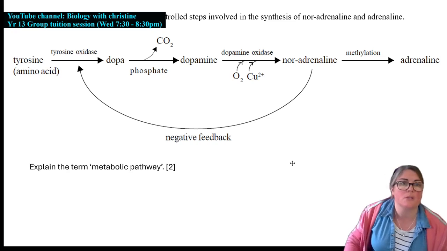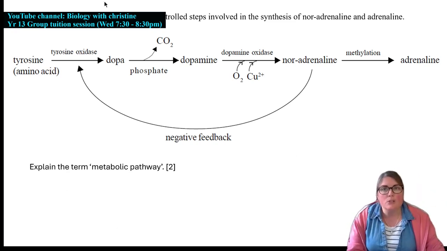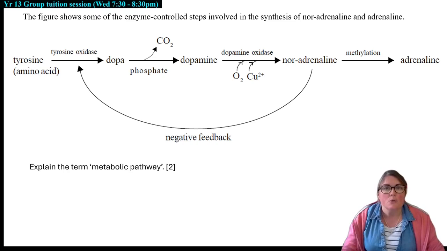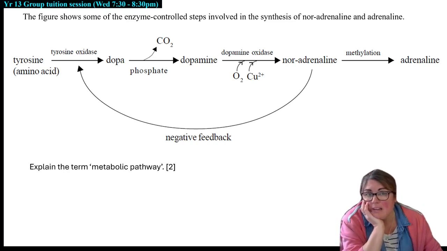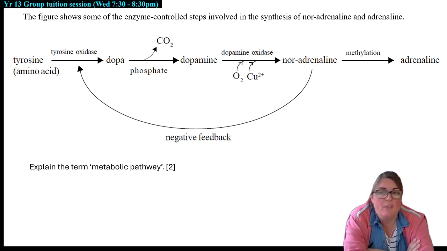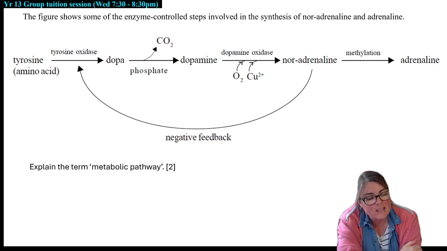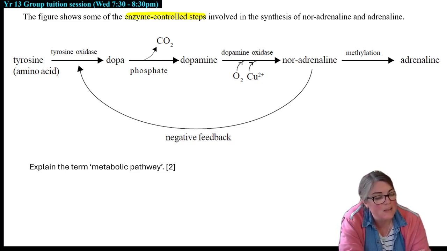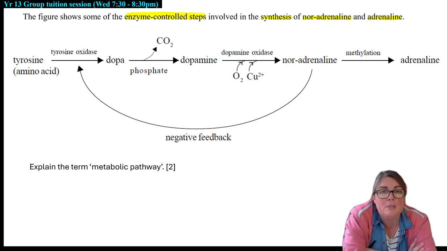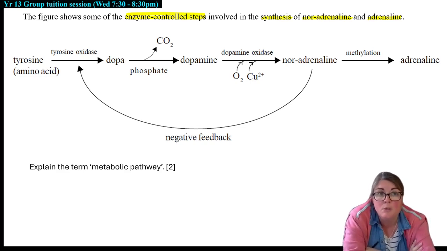I just thought I'd jump on and do some questions. So here's another random question for you. Let me move that up slightly. So they've given us a completely different bit of information. This is kind of year 13 content and application. So what we have is an enzyme controlled steps involved in the synthesis of noradrenaline and adrenaline. You've never been taught that. You won't be taught that because you don't need to know it. But what you do need to know is that everything to answer this question is right in front of you.